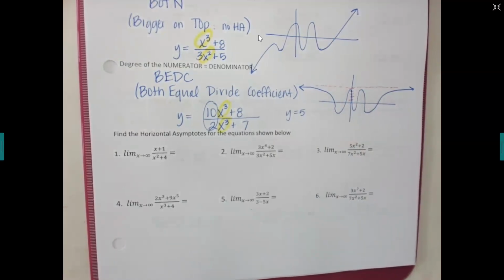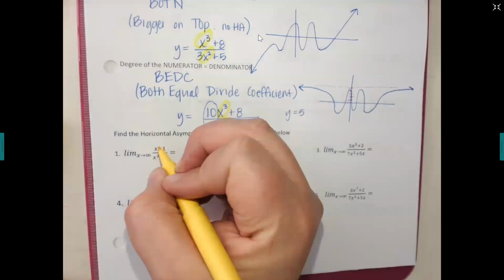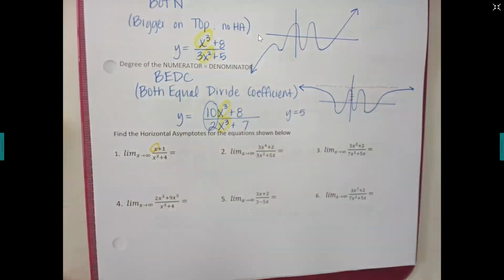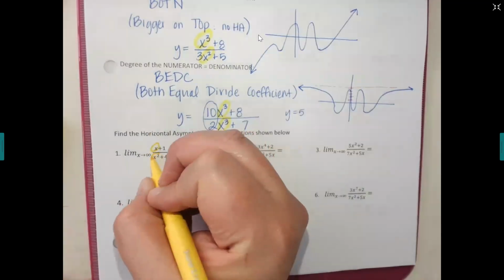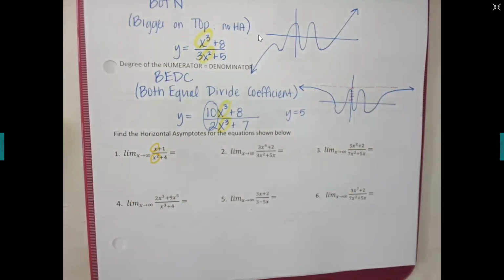Okay, but Bobo, Botan, and Betsy only help you know the end behavior. They don't help you with all the other stuff in the middle. Okay, so let's do some examples. Take a look at number 1. What is the highest power of x that you see in the top of the fraction? Okay, it's going to be an x to the 1. What's the highest power on the bottom? X to the 2. Which one's bigger?